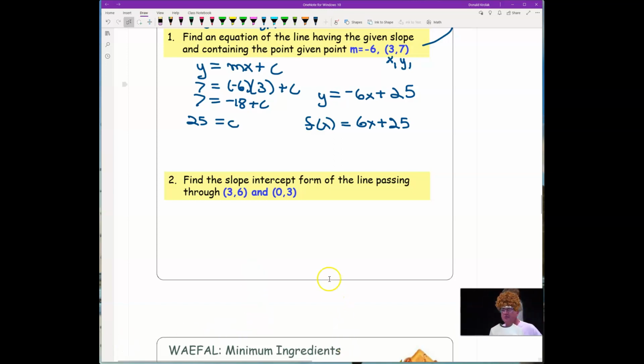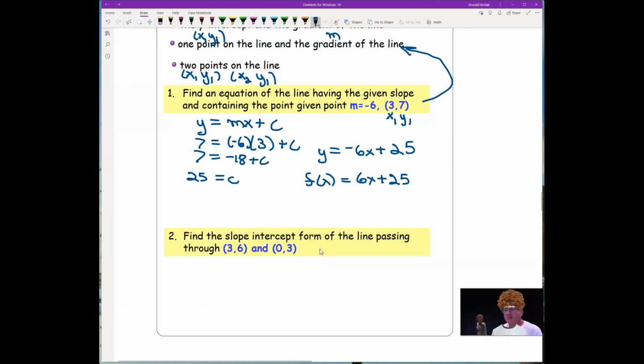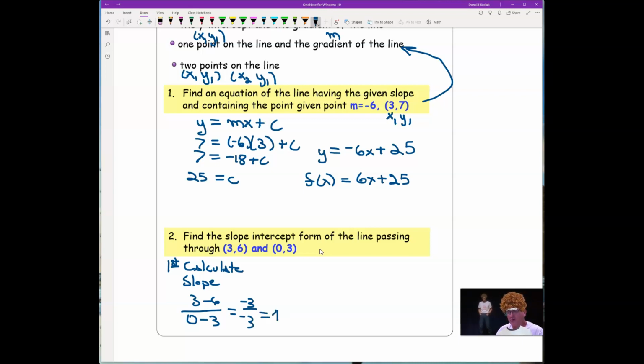Now the only difference between problem 2 and 1 is on 2 you've got 2 points. So what you have to do first is calculate your slope. I'm going to have 3 take away 6 over 0 take away 3. So that's negative 3 over negative 3, which is 1. So I know my slope, m is 1.